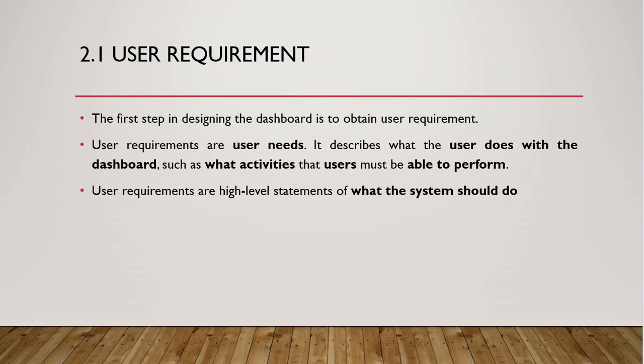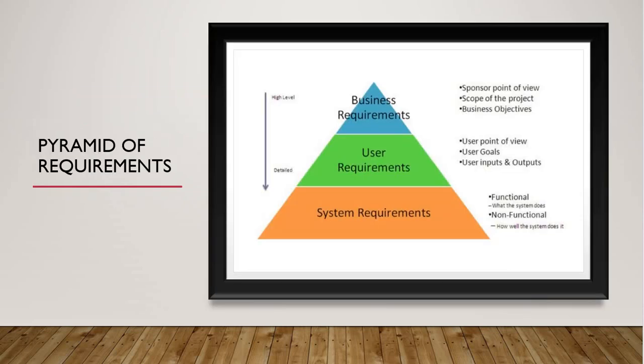Okay, next, pyramid of requirement. Okay, so bila kita nak tentukan user requirement ni, sebenarnya kita kena consider juga pyramid of requirements ni. Requirement sebenarnya ada 3. Okay, the main requirements ada 3. On the top is business requirement, sponsorship, sponsor point of view, scope of the project, business objective. Okay, kemudian user requirement, user point of view, user goals, user input and output.